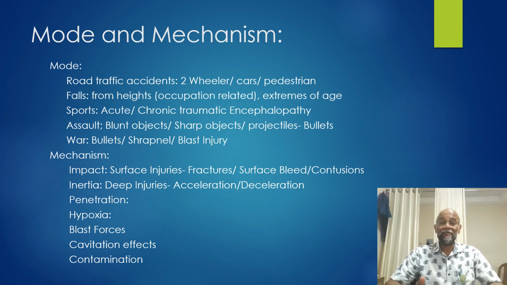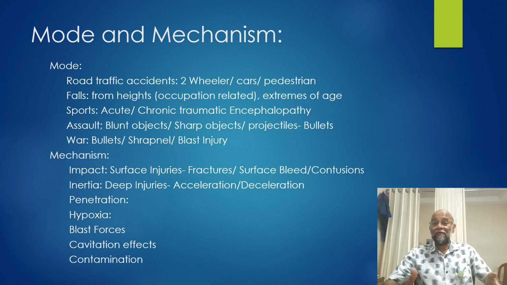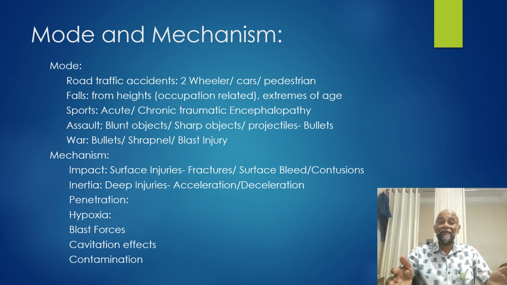Blast forces, as we already said, can injure the brain. Cavitational effects injure the brain in high velocity bullet injuries. The bullet passes through a small trajectory, but around the trajectory there's an area of cavitation. This is because of a transmission of kinetic energy laterally. Another mechanism which we mentioned is contamination. In any open injury or a head injury which affects the sinuses, you can have contamination of the brain, resulting in infections.